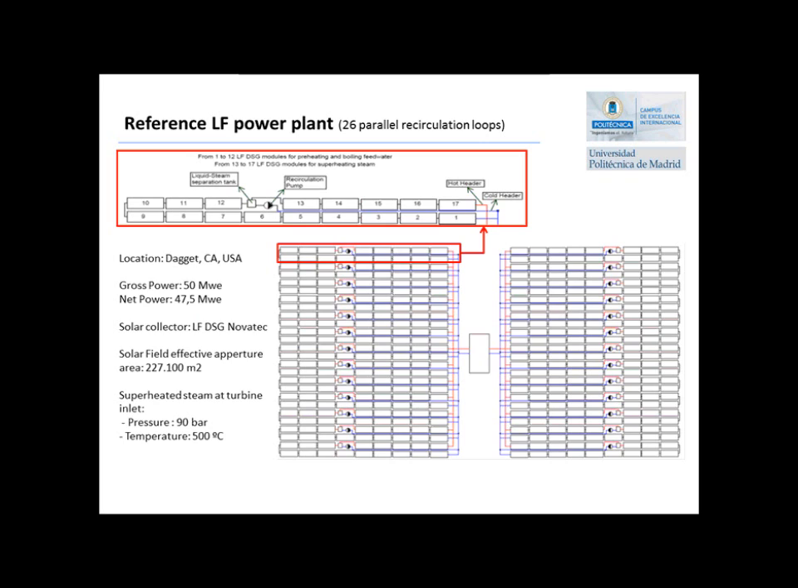Reference linear Fresnel power plant. The comparison study between both software solutions was achieved based on the reference 50 megawatts gross power plant integrated by 26 Novatec linear Fresnel collectors generating superheated steam with 90 bar pressure and 500 Celsius degrees temperature. As main conclusion, we confirm both software tools' results are very similar for design point and for annual plant performance, as is detailed in the following slides.